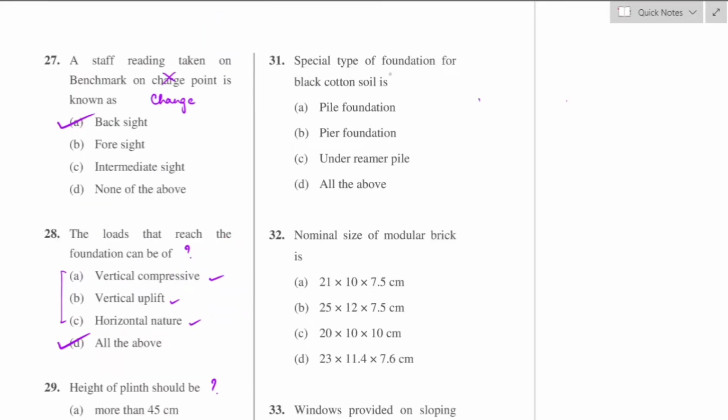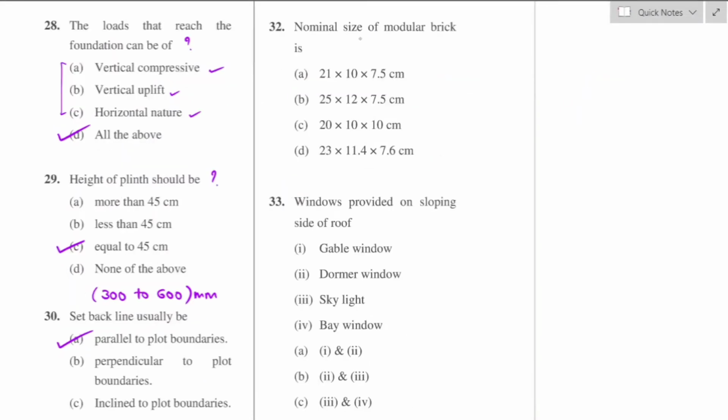Question number 31. Special type of foundation for black cotton soil is. When the construction of the foundation is done on a black cotton soil, it is a very risky work due to its swelling and shrinkage properties, so that it reduces its bearing capacity also. So for this purpose, the types of foundation suitable are pile foundation, pier foundation, under-reamed pile. So all these foundations are suitable for black cotton soil. So the right answer is option D.